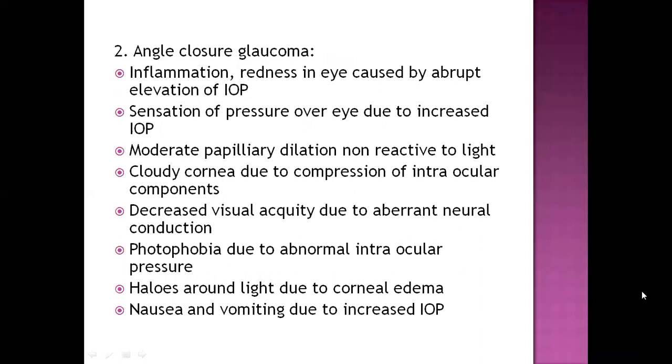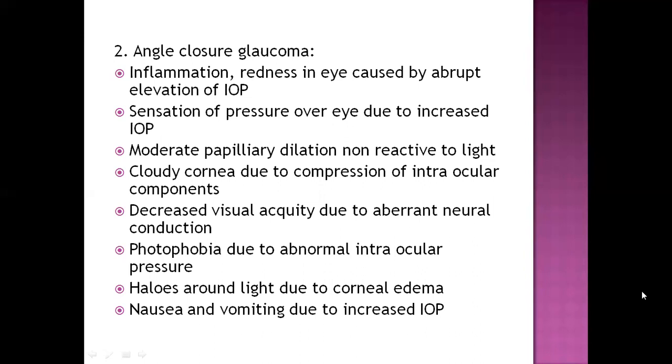In angle closure glaucoma, features can be inflammation and redness in the eye. This was not present in open angle glaucoma. Sensation of pressure over the eye due to increased intraocular pressure. Moderate capillary dilation non-reactive to light. Cloudy cornea due to compression of intraocular components. Decreased visual acuity due to aberrant neural conduction.